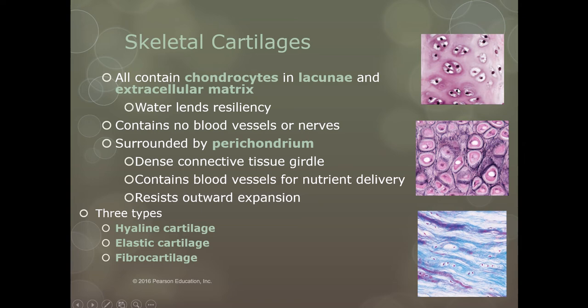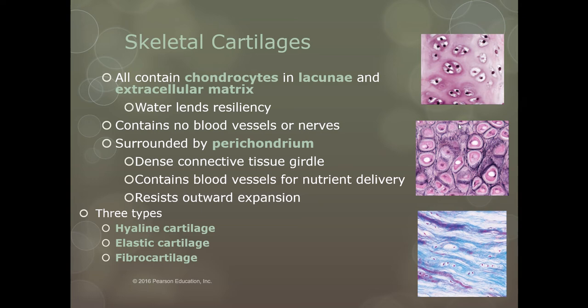We have hyaline cartilage, which has a smooth, glassy extracellular matrix, elastic cartilage, which is full of stretchy, springy, elastic fibers, so it's very flexible, and then fibrocartilage, which has big, thick collagen fibers in it, so it's a very strong, tough cartilage. All three cartilaginous tissues are very resilient. They are full of a lot of water.